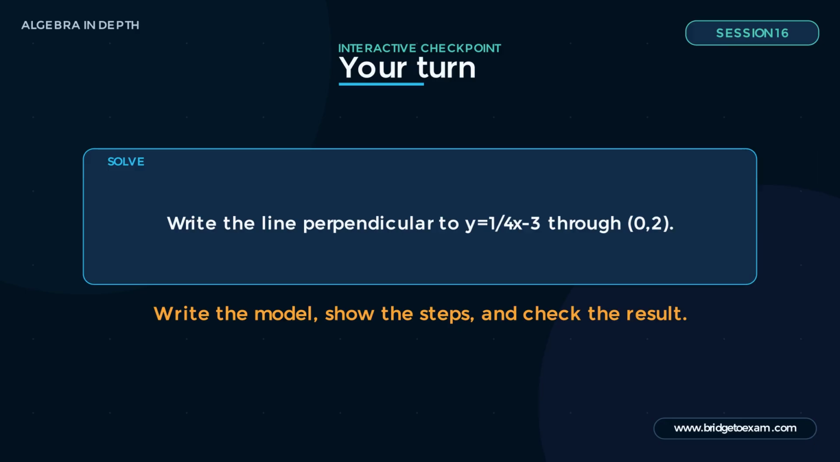Now it is your turn. Write the line perpendicular to y equals 1/4 x + 3 through (0, 2). Pause, write each algebra step, and use the next 6 seconds to finish your solution.